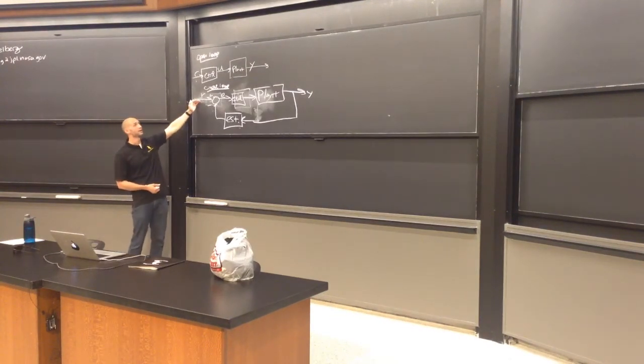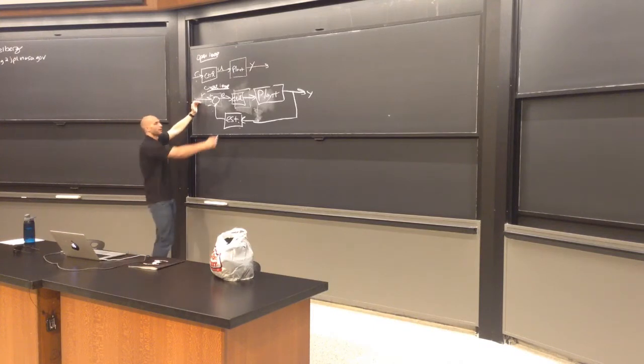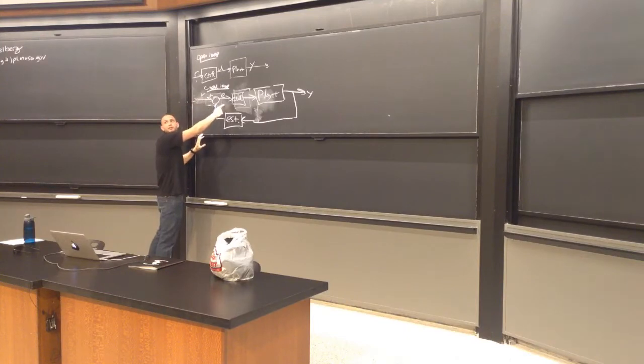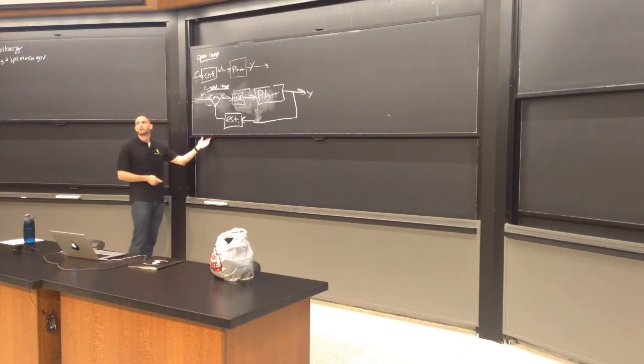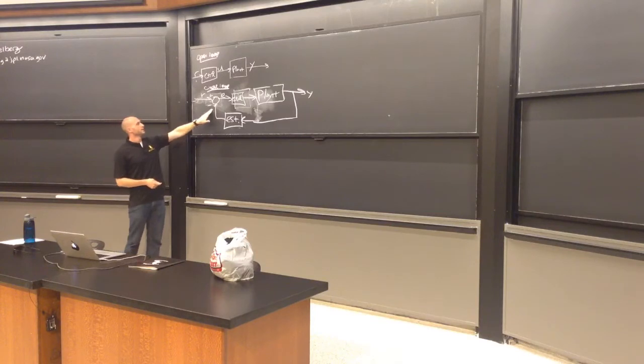say, I want to be a meter away from the wall. How far away am I from the wall right now? Okay, half a meter, then my error is half a meter. And that feeds into your controller. Yes, there are more advanced ways to do this outside the scope of this course.